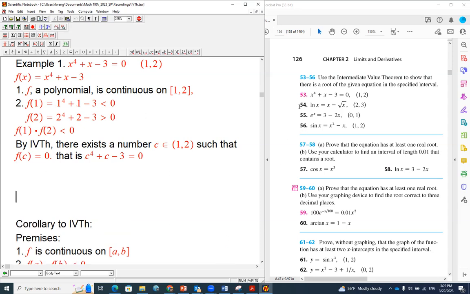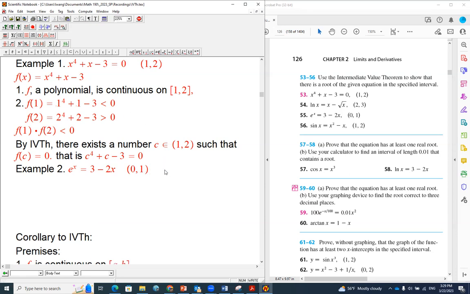This time, we did number 54 in class, and let's do number 55. That's our second example. So this time we have e to the power x equals 3 minus 2x, and the given interval is 0, 1, the interval between 0 and 1.